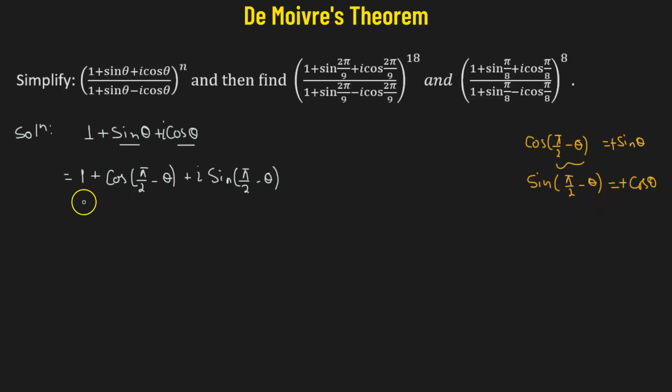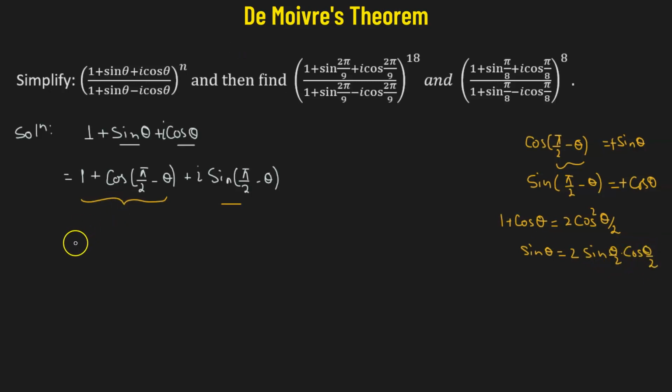Now this has been done because we can combine this into a single cosine function using the half angle formula, which is given by 1 plus cosine theta equals 2 times cosine squared theta over 2. And we can expand sine theta using the half angle formula to get 2 times sine theta over 2 multiplied by cosine theta over 2.